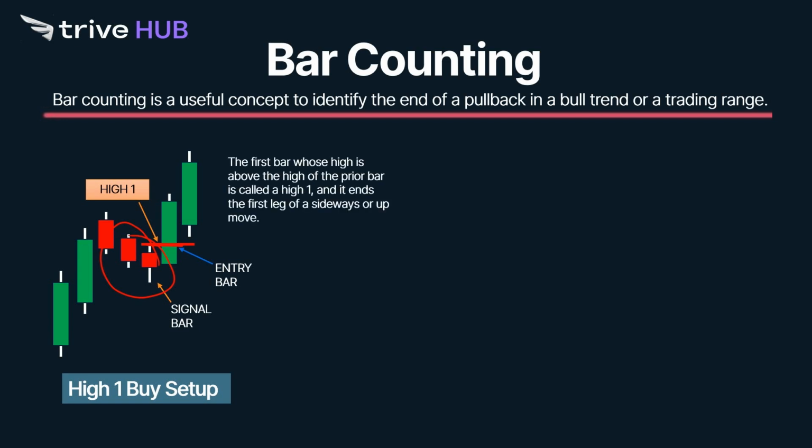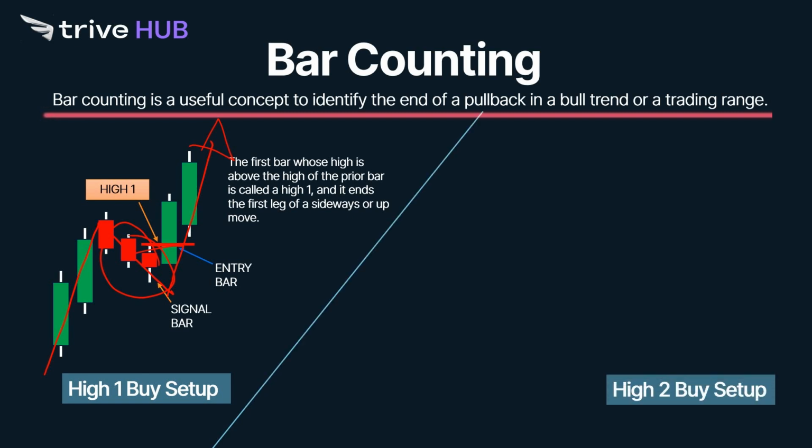So you can see the first bar whose high is above the high of the prior bar is called a high 1 entry, and it ends the first leg of the sideways or up move. So we are seeing here the first leg up, a pullback, and this high 1 shows the end of this pullback, and then we are again resuming in the direction of the uptrend. Very simple, right? One more variation is there, which is the high 2 entry.